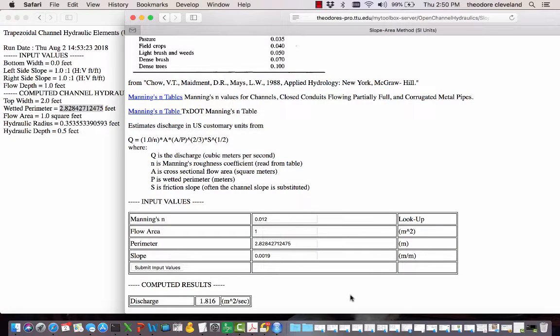All right, so slope area method is a common enough thing. That's why these little online calculators were created. We can look at one more example.